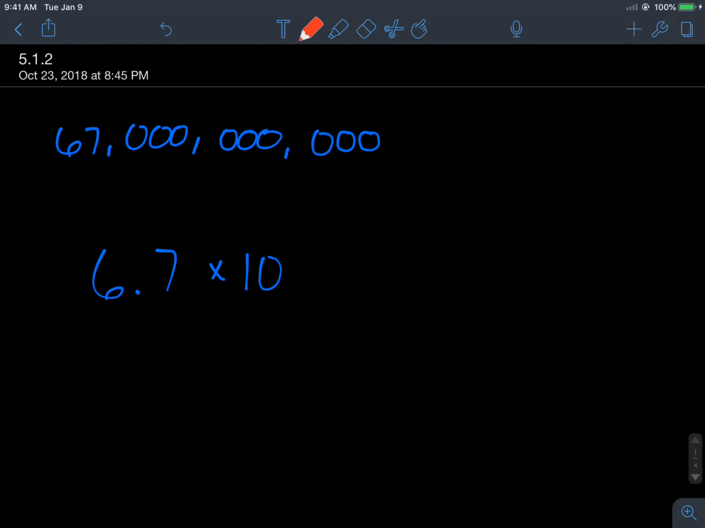Well, what power? If we put our decimal here at 6.7, we need to get it back to 67 billion. So multiplying by 10 moves our decimal one place each time we multiply. So easiest thing to do here is just count 1, 2, oops, let me do that again. 1, 2, 3, 4, 5, 6, 7, 8, 9, 10. We would need to move our decimal 10 places, so 67 billion in scientific notation would be 6.7 times 10 to the 10th.